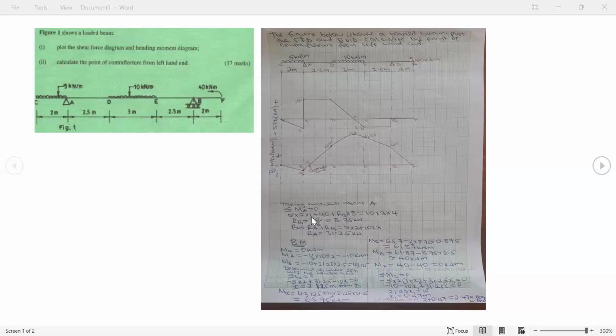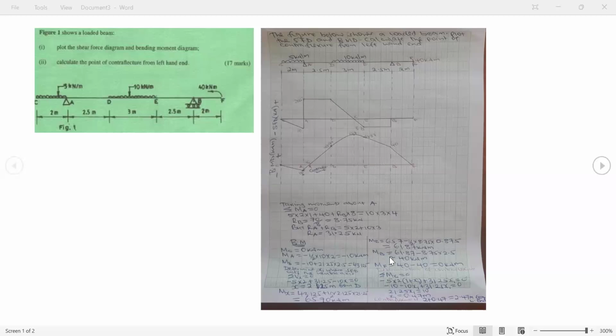But we know that the sum of upward forces, those are reactions, is equivalent to the sum of downward forces, which are the applied forces. Another thing you should know is that when adding the sum of upward forces or downward forces, we don't include a moment. A moment is not part. So this 40, we shall not use it here, but rather we shall say RA plus RB is equivalent to 5 times 2 to convert this UDL into point load plus 10 times 3 to convert the second UDL to point load. So this will give us RA is equivalent to 31.25 kilonewton.